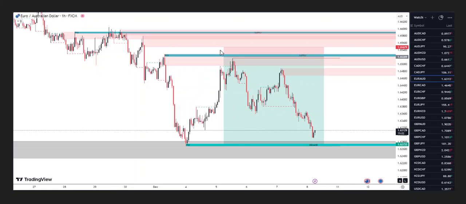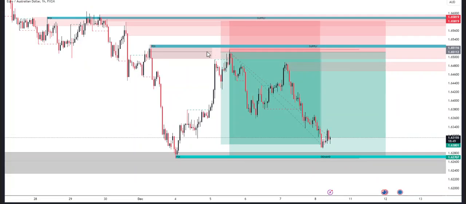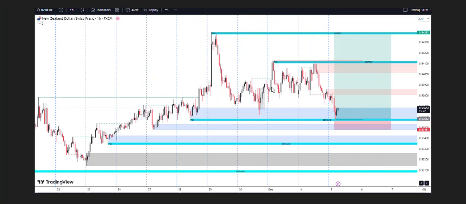So this is when you'd be waiting to take the entry from the supply zone. This is when you take it at the center of the order block, and it dropped nicely. Let's look at another example.